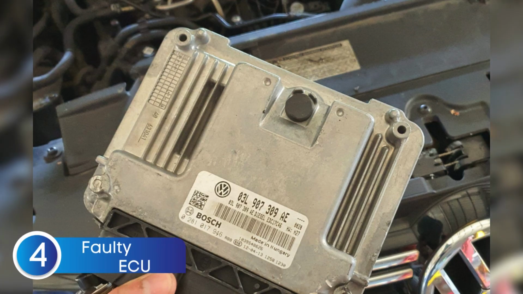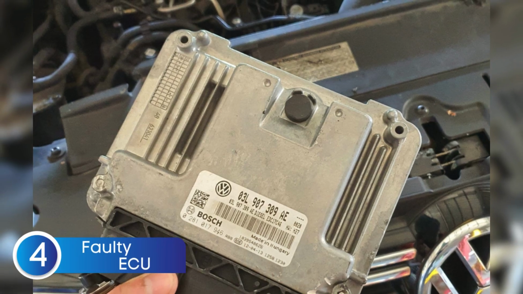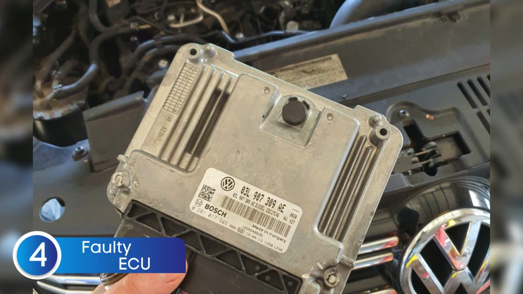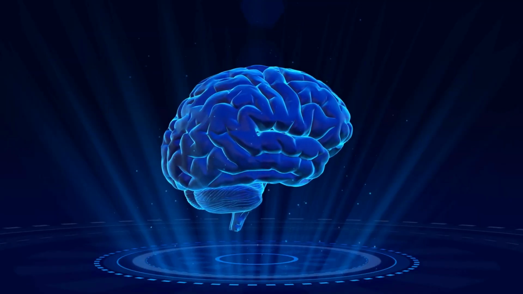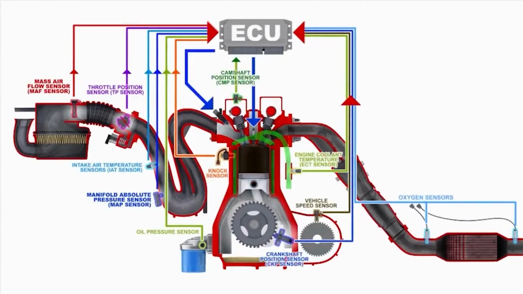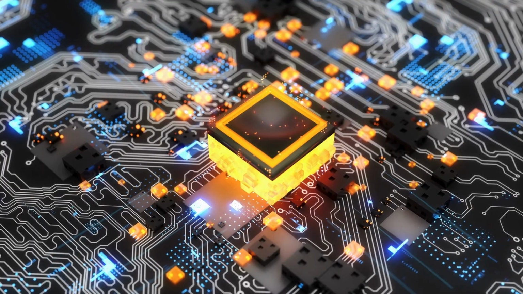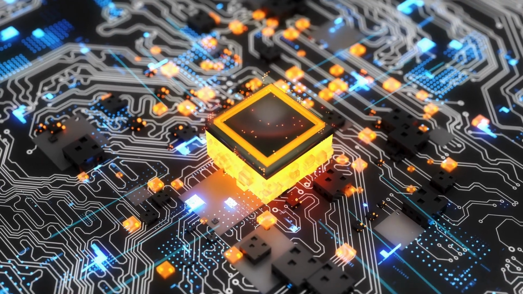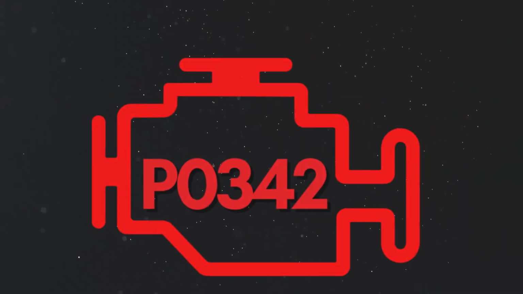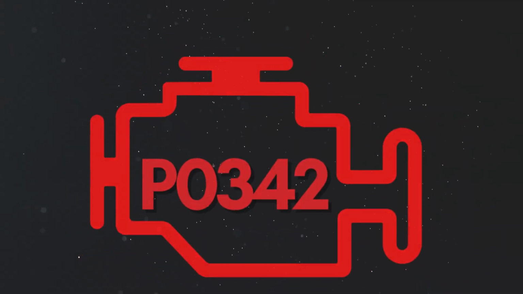The fourth cause is ECU failure or software issues. The ECU, basically the brain of your engine, relies on data from multiple sensors, including the camshaft position sensor, to manage engine timing and fuel injection. While it's rare, the ECU itself can sometimes develop internal faults or software glitches. When that happens, it might misread or misinterpret the signals coming from the camshaft sensor, triggering the P0342 code, even if the sensor and wiring are just fine.